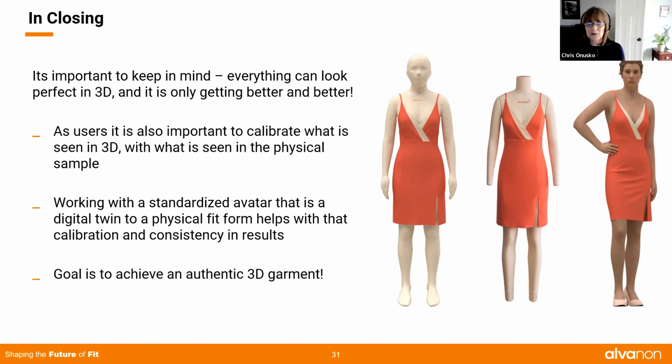Sometimes it can be like the chicken and the egg, and we might be talking with brands who are saying, well, we expect the sample to look exactly like the 3D. And we have to remember that unless you're in the metaverse, 3D isn't real. So you need to be sure that what you're looking at in 3D actually replicates the sample. Kim and Liz, you might have something to add about overstyling to get it there, right? That is not something that we want to do. So it's important to calibrate what you're seeing in 3D versus what you're seeing with the physical sample. If you're working with a standardized avatar that is a digital twin, an exact replica of the physical fit form, that helps with that calibration and consistency.